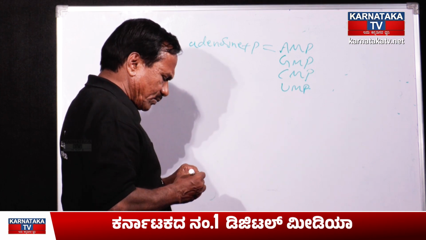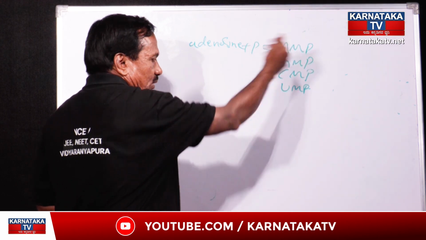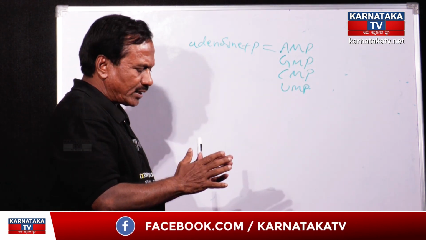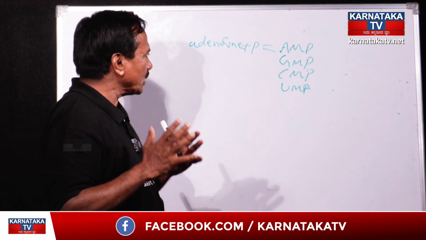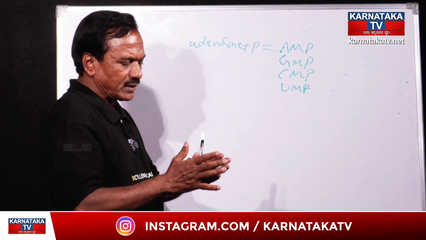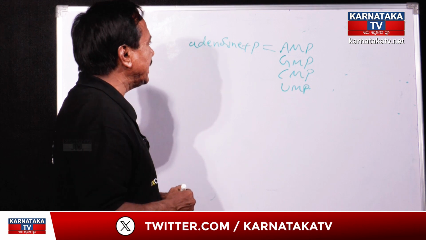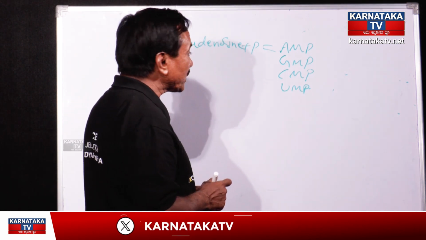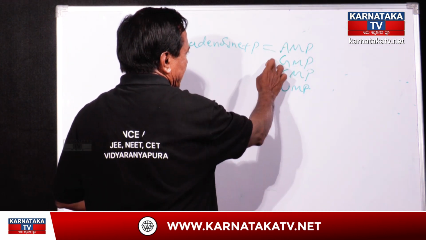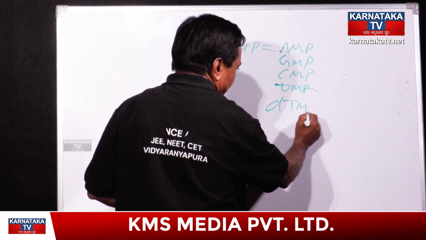If there is at least one phosphate with the nucleoside, then that becomes a nucleotide. So, nucleotide is a combination of nucleoside plus phosphate, or you can say nucleotide is a combination of one pentose sugar, one nitrogenous base and minimum one phosphate. So, in case of DNA also, there are 4 nucleotides like in case of RNA: dAMP, dGMP, dCMP and dTMP.